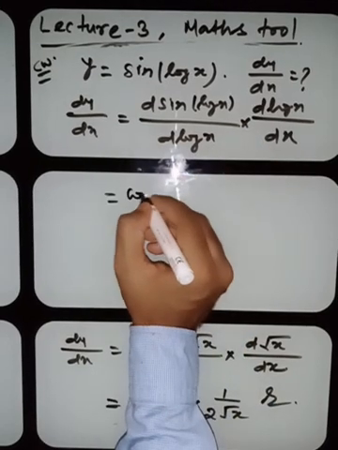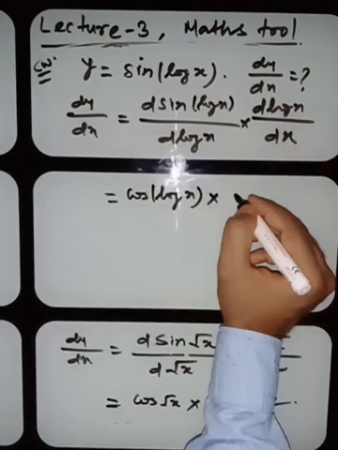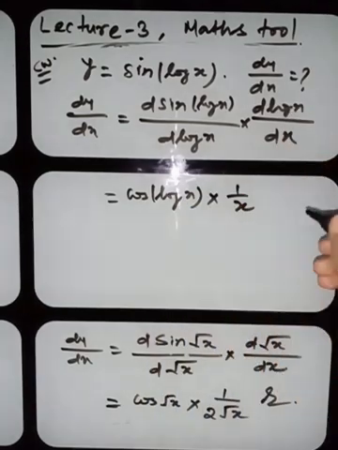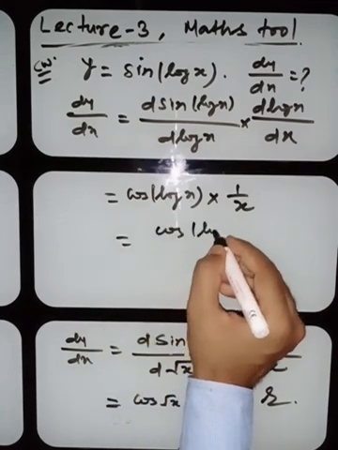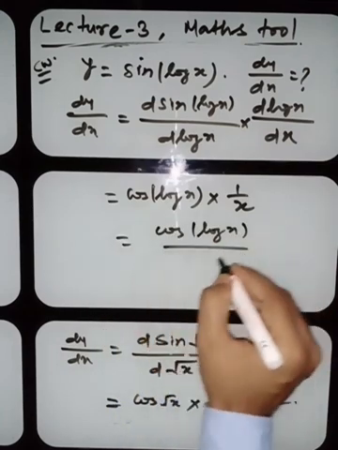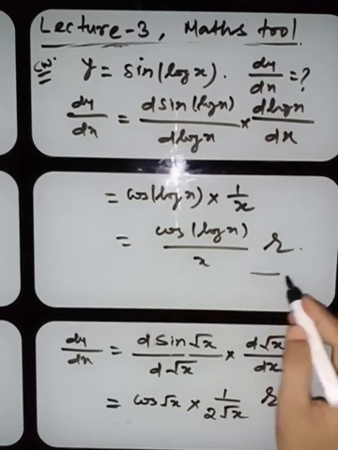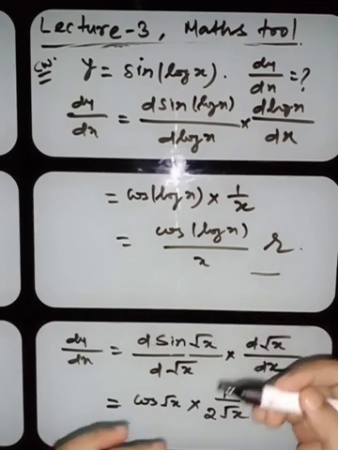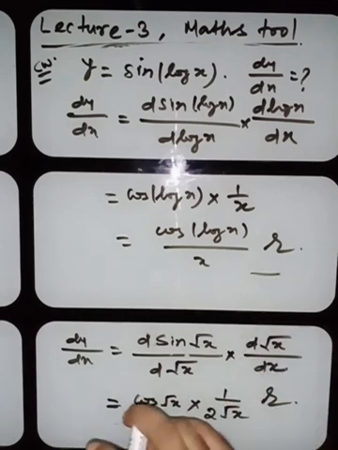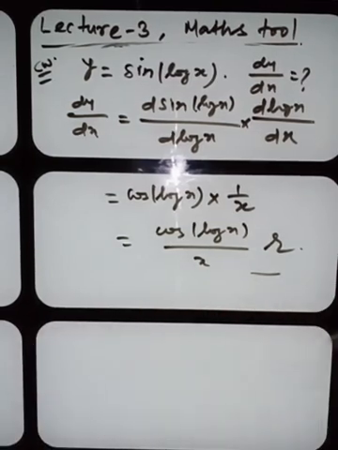Now it will be cos log x times 1 by x. The derivative of log x, we know, is 1 by x, so it is cos log x by x. Answer. Okay, my dear students, so this is the required answer. Now a few questions at a very simple level I'm giving you, and after that we will do a number of questions in our group. I will give them to you for practice.